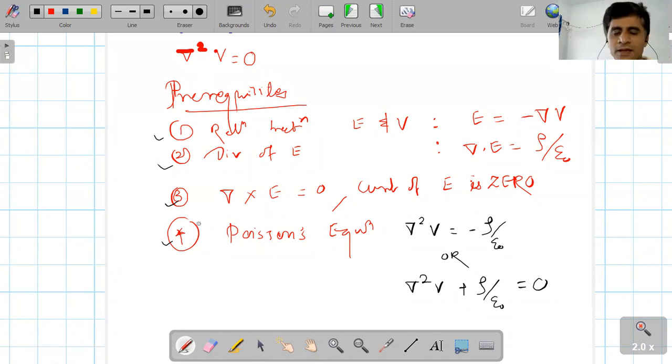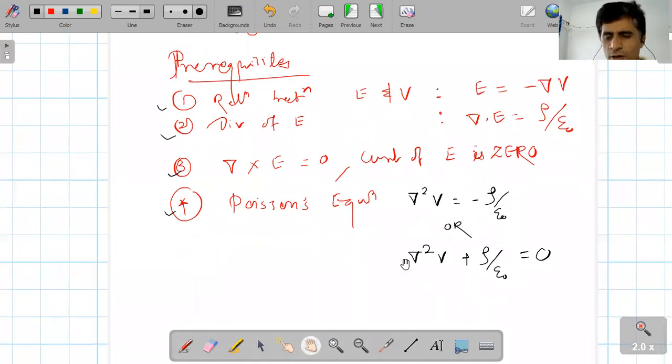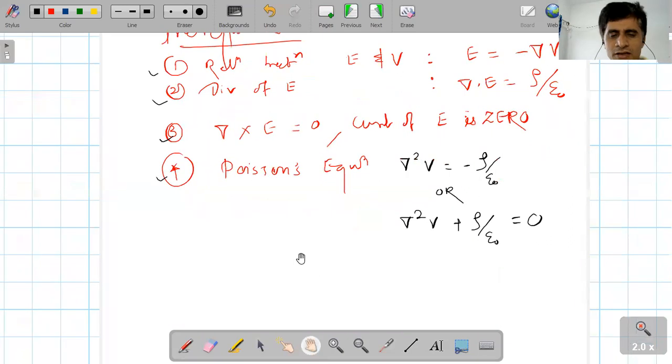Now see, I will directly state Poisson's equation. Dear student, up to this you can write. Same as I did previously, please rewrite all that up to this level. And for Laplace's equation, I will directly continue by taking Poisson's equation.